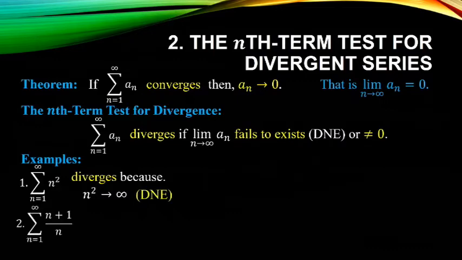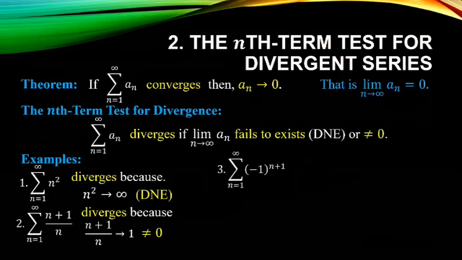Another example, we have the series of n plus 1 over n, where n starts from 1 to infinity. It diverges because the limit of n plus 1 over n is 1, and it is not equal to 0. Even though the limit exists, it is not equal to 0, so it diverges.